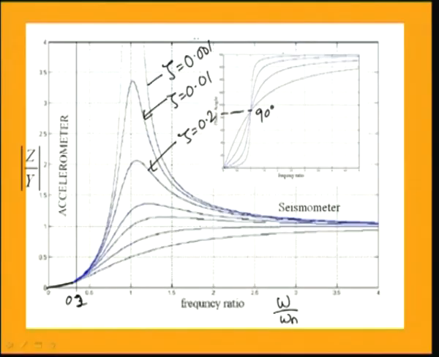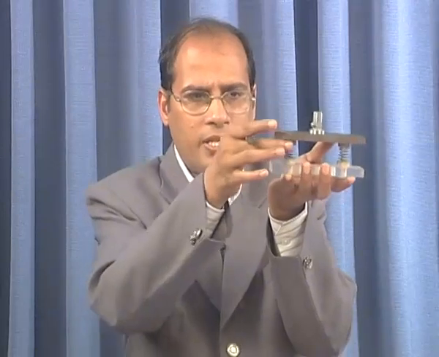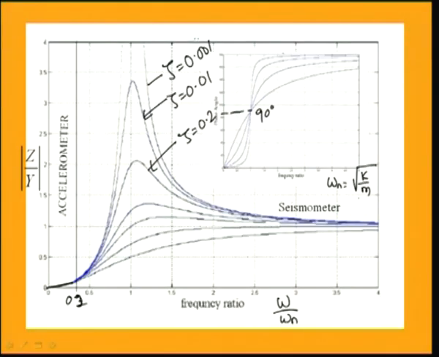So, if you have an instrument with a very high omega n value, where omega n equals root over k by m. In the system you are taking for measuring the vibration, inside that vibration measuring instrument you have a mass. So, that mass and the stiffness are what you are using. If root over k by m is very large in comparison to the frequency you are going to measure, then that instrument can be used as an accelerometer.